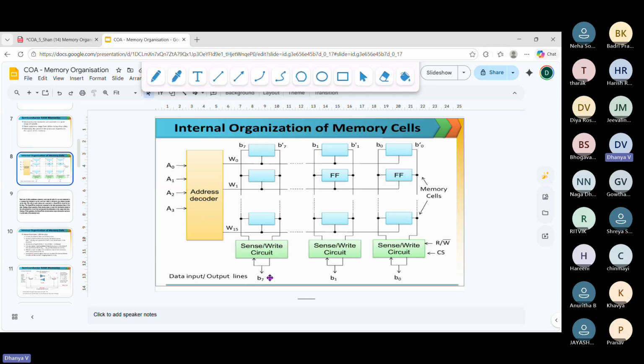The output lines are at the bottom. There are bits from B0 to B7. They're just omitting all of this, it's just a rough diagram. In case of a write unit, whatever input is given here will get written in the exact memory location where you've tried. These are all flip-flops, so that will get stored in your flip-flops.